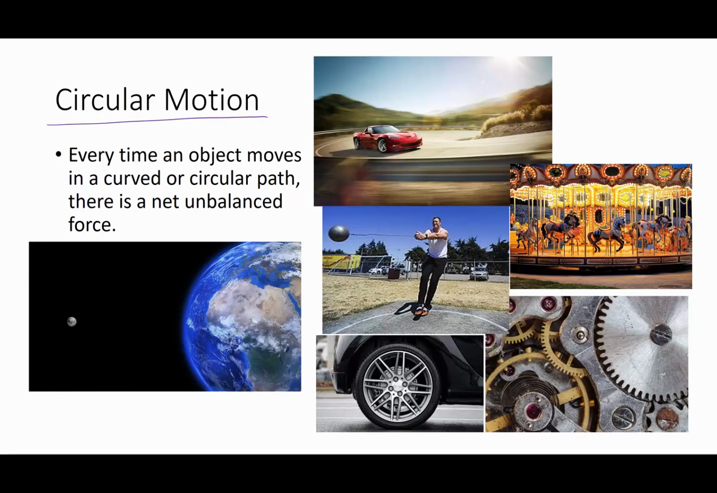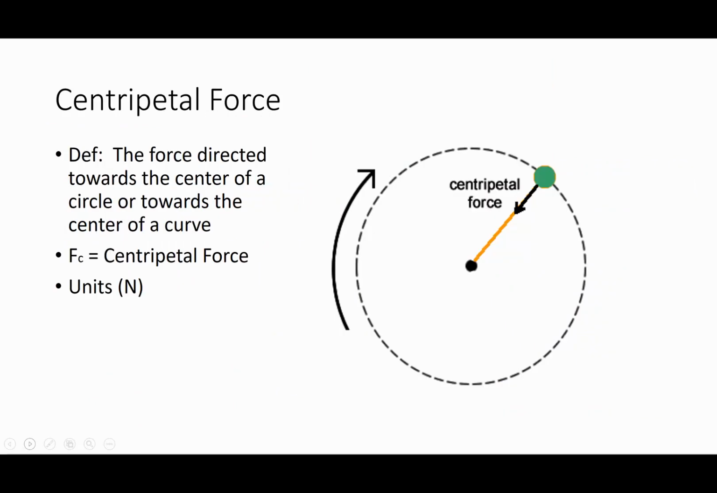Now, circular motion is any time you've got either a full circle, like the orbit of the moon around the Earth, or just going on a curve. And whatever fraction of a circle or a whole circle you've got going on, there will always be a net or an unbalanced force making the object move in that circle. The name of that unbalanced force is called the centripetal force.